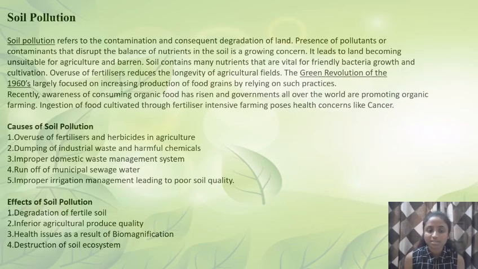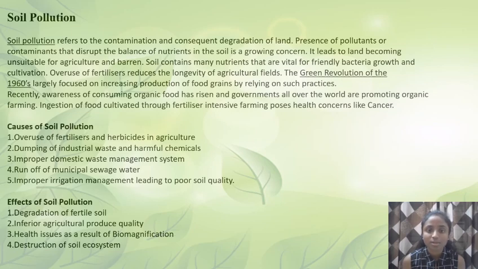In this slide, we'll be discussing soil pollution, its causes and its effects. So now let's see what is soil pollution. Soil pollution refers to the contamination and degradation of land. Presence of pollutants or contaminants that disrupt the balance of nutrients in the soil is a growing concern. It leads to land becoming unsuitable for agriculture or barren.